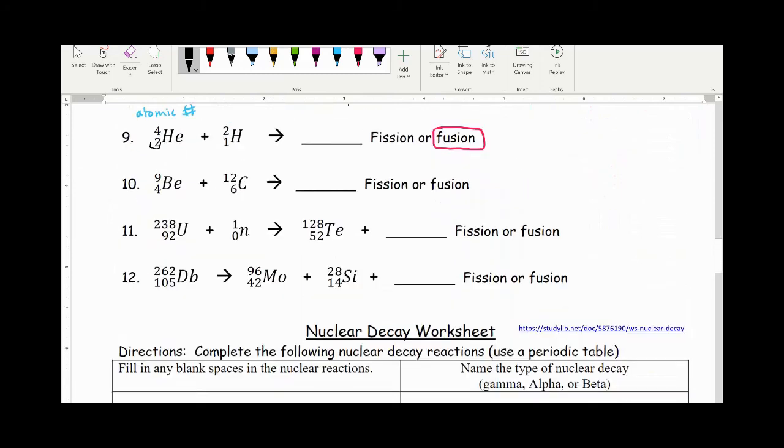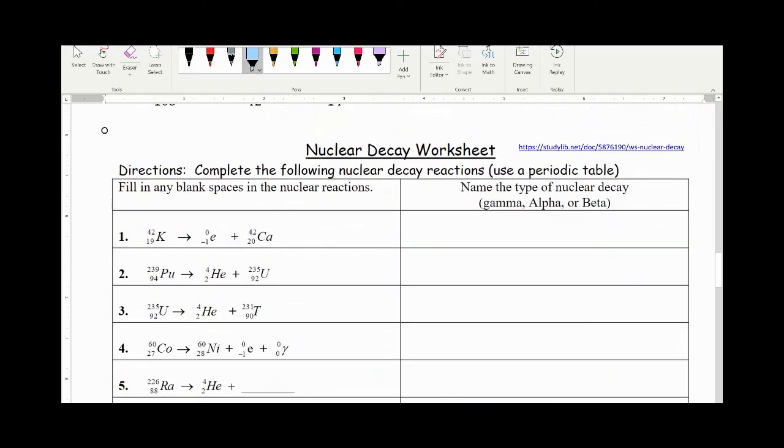Okie doke. So here in this first one, we have our beta radiation symbol. And so we'll go ahead and label this as beta decay. For number 2, we have the helium nucleus, which is equivalent to an alpha particle. We have the same thing on number 3, so this will be our alpha decay. And then finally, on number 4, we have both beta and gamma decay occurring at the same time.